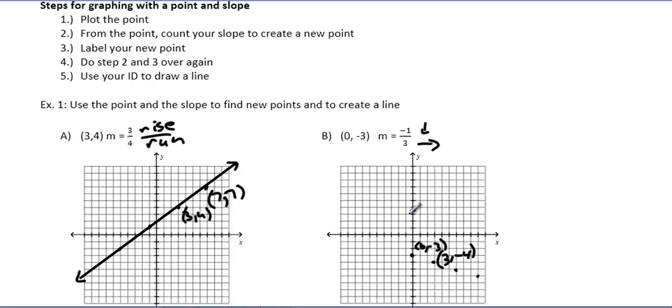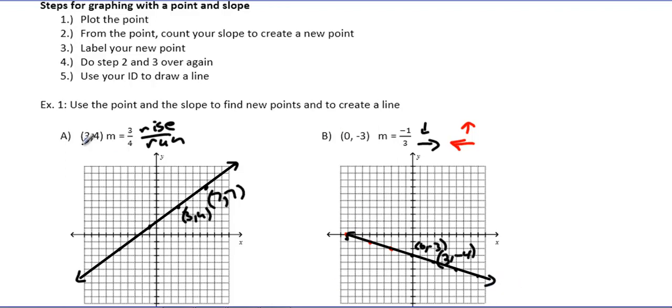Now again, I could do the opposite. Let me do this in a different color. The opposite of going down would be up, and the opposite of right would be to the left. So if I want to create even more points, I could go up 1 and to the left 3. Up 1, over 3. Up 1, over 3. Up 1, over 3. You'll notice that the black points and the red points are all in the same line. So when I create my graph, I'm connecting those points, and there is my line.